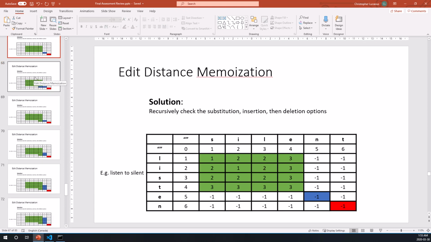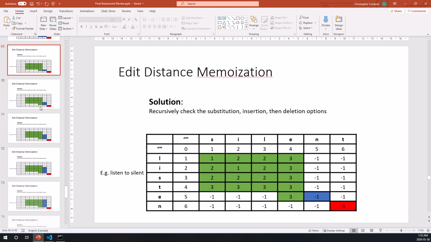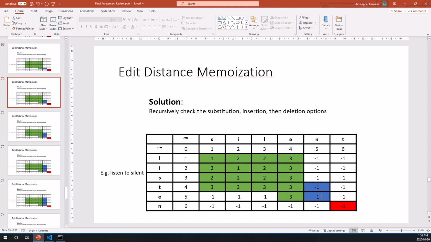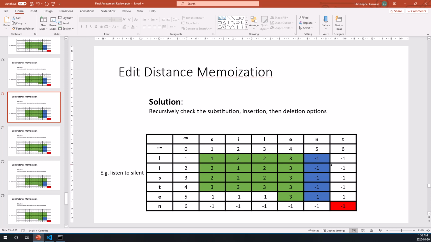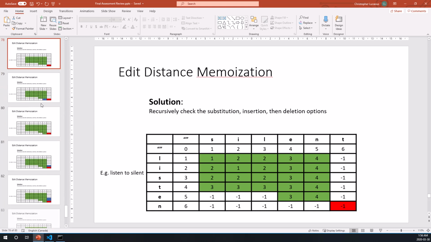And now I go back to this guy. I recurse. I try to go here, but hey, the E is equal to this E. So I don't need to explore this realm at all. I could just copy this 3 right up to the top left. So it becomes a 3. And now I'm back here, and I'm going to explore the deletion cases. Explore, explore, explore. Reached a base case. It's going to be 1 plus 3, which is 4, and 1 plus 3 again and again.